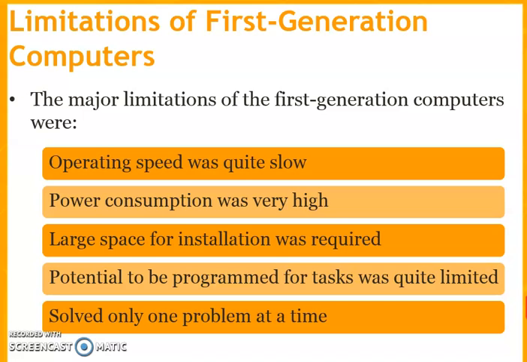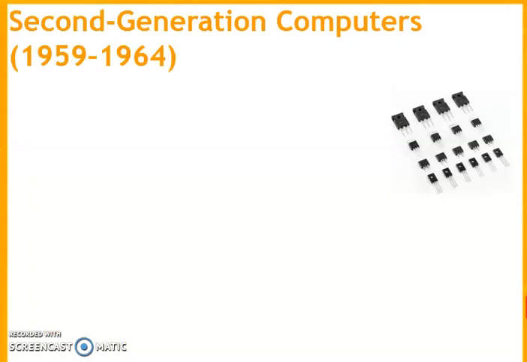Yes, another limitation was that only one problem could be solved at a time. There was a big distortion, because these days we have a lot of problems, a lot of tasks we are doing at a time in our computers. Also, they are very expensive. They need a lot of money to build those first generation computers, and they also need a big area.